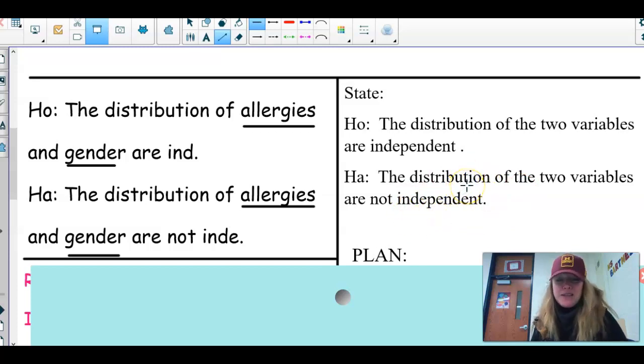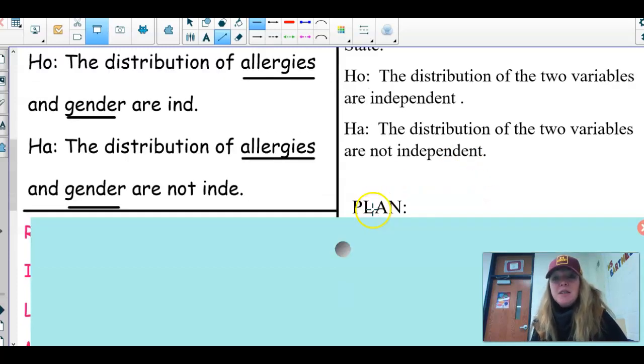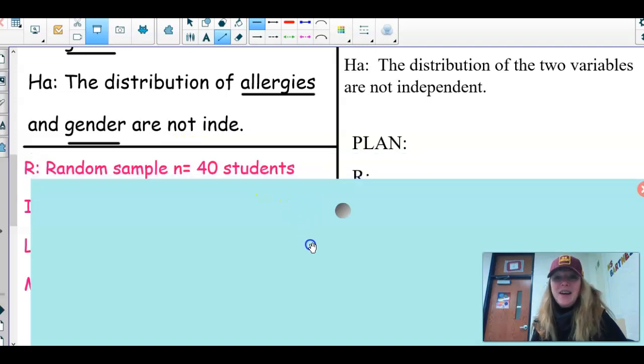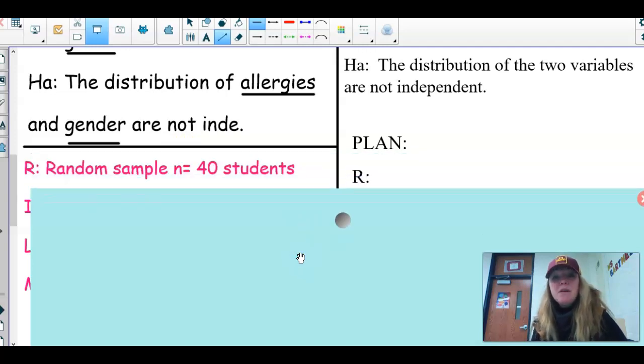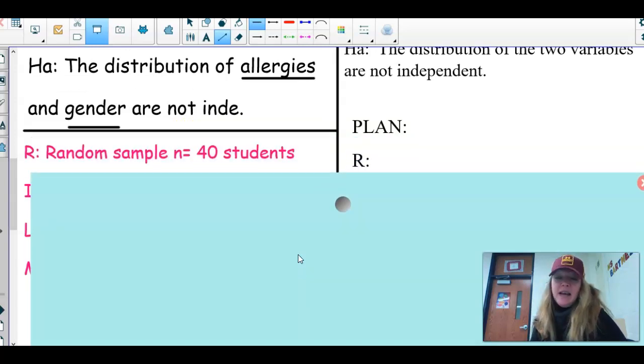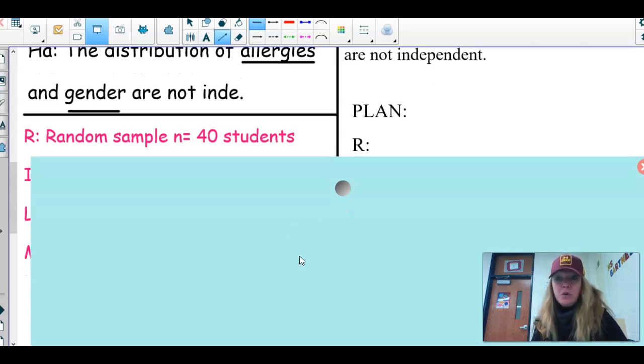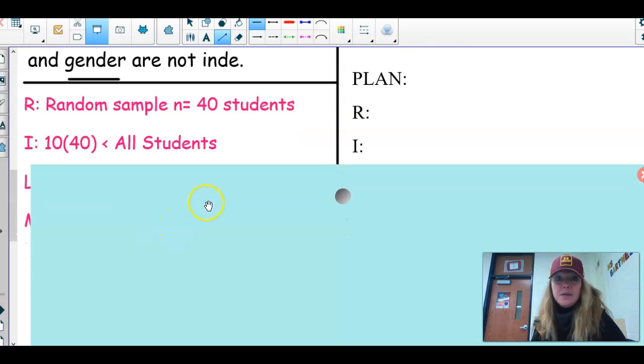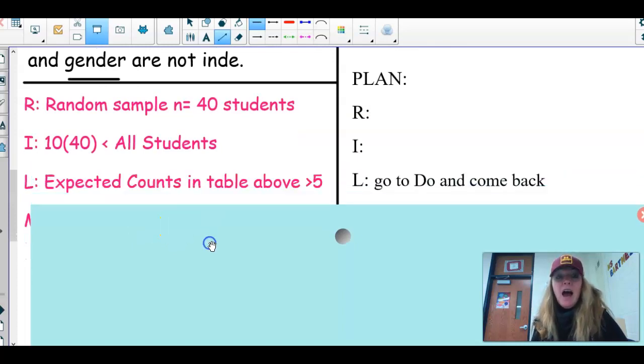Again, I'm going a lot faster than I would when teaching, so make sure you pause along the way and write down any questions to ask me when you're done. Off to the plan, where we're going to keep it real when we're talking about chi-square. We have a random sample of 40 students. It is not an experiment, so we just do it the normal way. We take 10 times 40, that's less than all students, we assume. And again, our expected counts in the table above have to be greater than 5.